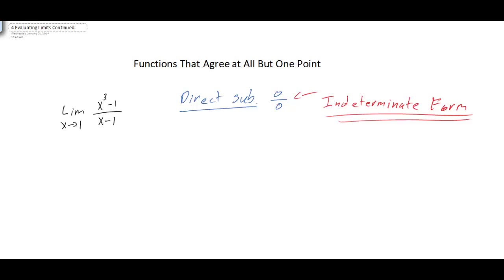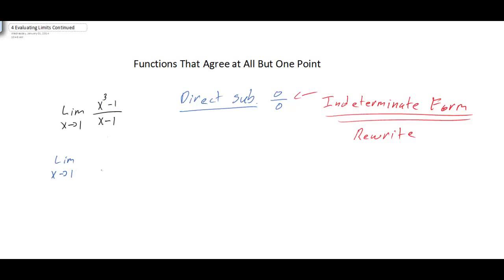And what this really means is we can somehow rewrite the problem and cancel out what's causing this 0 divided by 0. More importantly, we want to cancel out what's causing the 0 in the denominator. And for this example, we can actually factor.